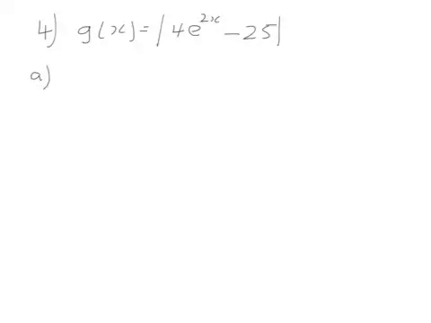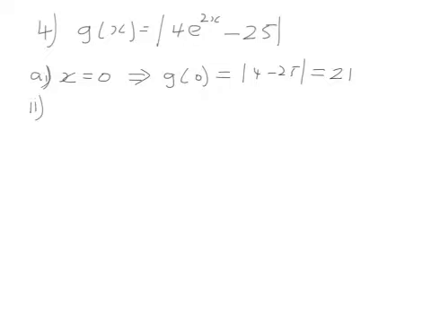Carrying on with the June 2016 C3 paper, in question 4 part A we want the y coordinate of the point A, that's when x equals 0. So if you put in g of 0, we get 4 times e to the 0, which is 1, minus 25. 4 minus 25 is minus 21, so the mod of minus 21 is 21.